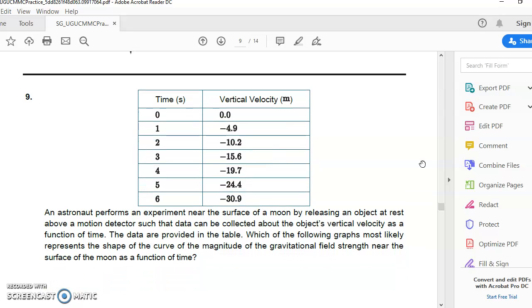An astronaut performs an experiment near the surface of a moon by releasing an object at rest above a motion detector such that data can be collected about the object's vertical velocity as a function of time. The data are provided in a table. Which of the following graphs most likely represents the shape of the curve of the magnitude of the gravitational field strength near the moon?